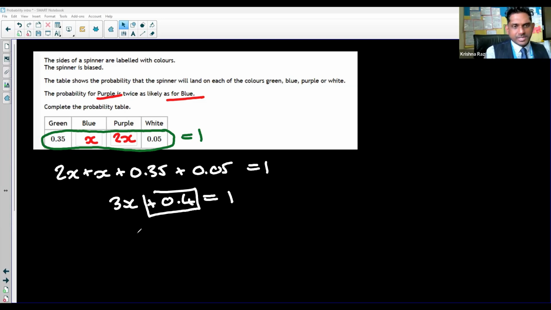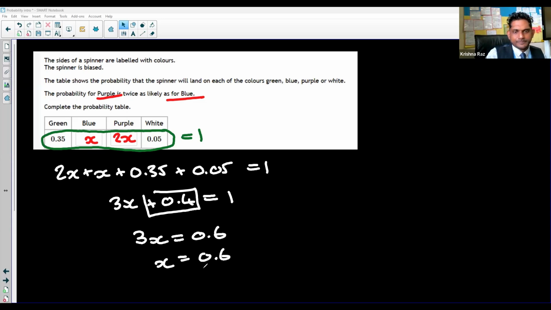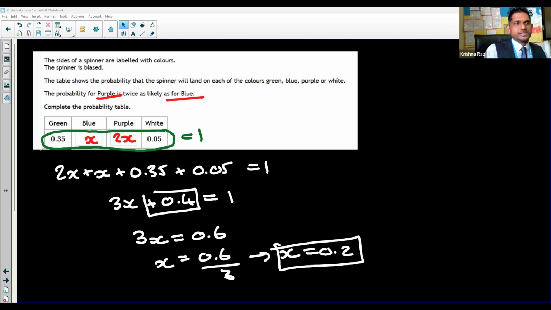So if we rearrange this, we take away 0.4 from both sides. So 3x equals 0.6. The opposite of times by 3 is dividing. So x is 0.2. So if x is 0.2, 2x must be 0.4. So now we can complete the table. And we are done.